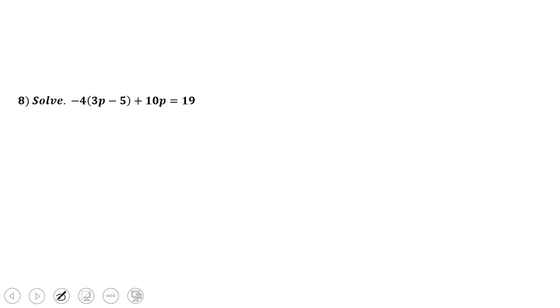Here in example 8, we have negative 4 times the quantity of 3p minus 5 plus 10p is equal to 19. So once again, we are going to distribute, and this time the factor is a negative 4. So I'm going to distribute that negative 4 across the parentheses. Negative 4 times 3 is a negative 12p. Negative 4 times a negative 5 is a positive 20. Plus the 10p is equal to 19.